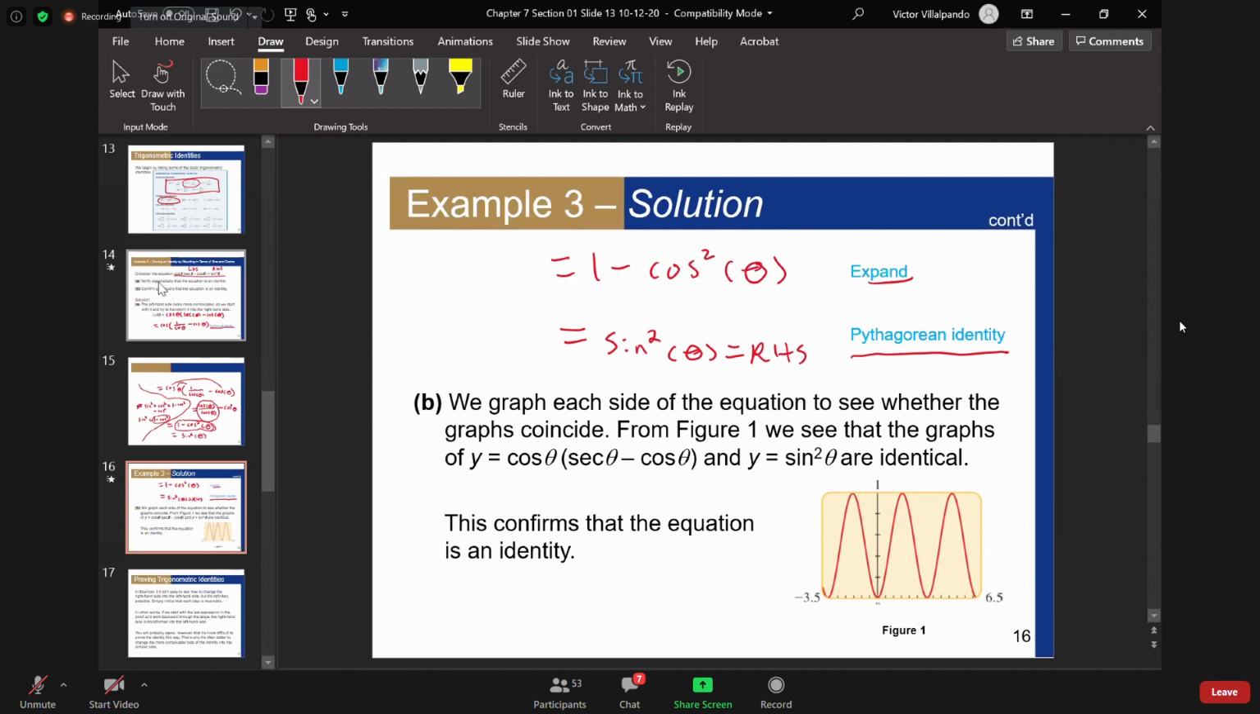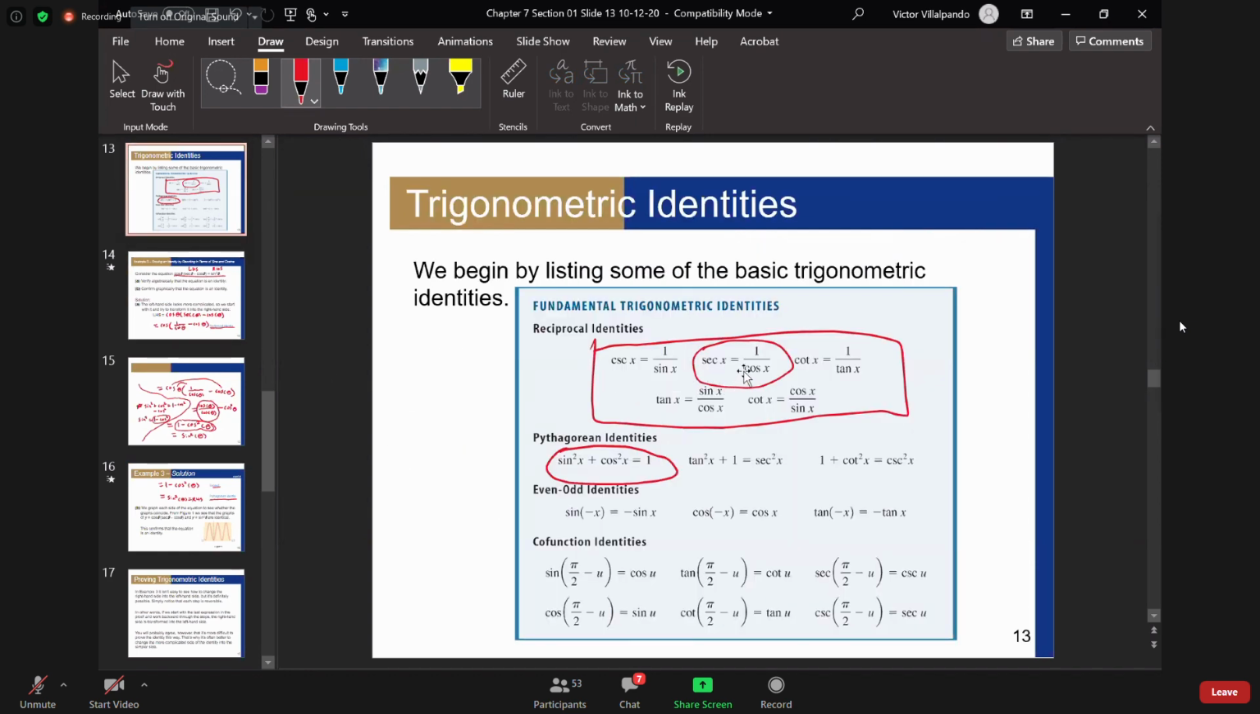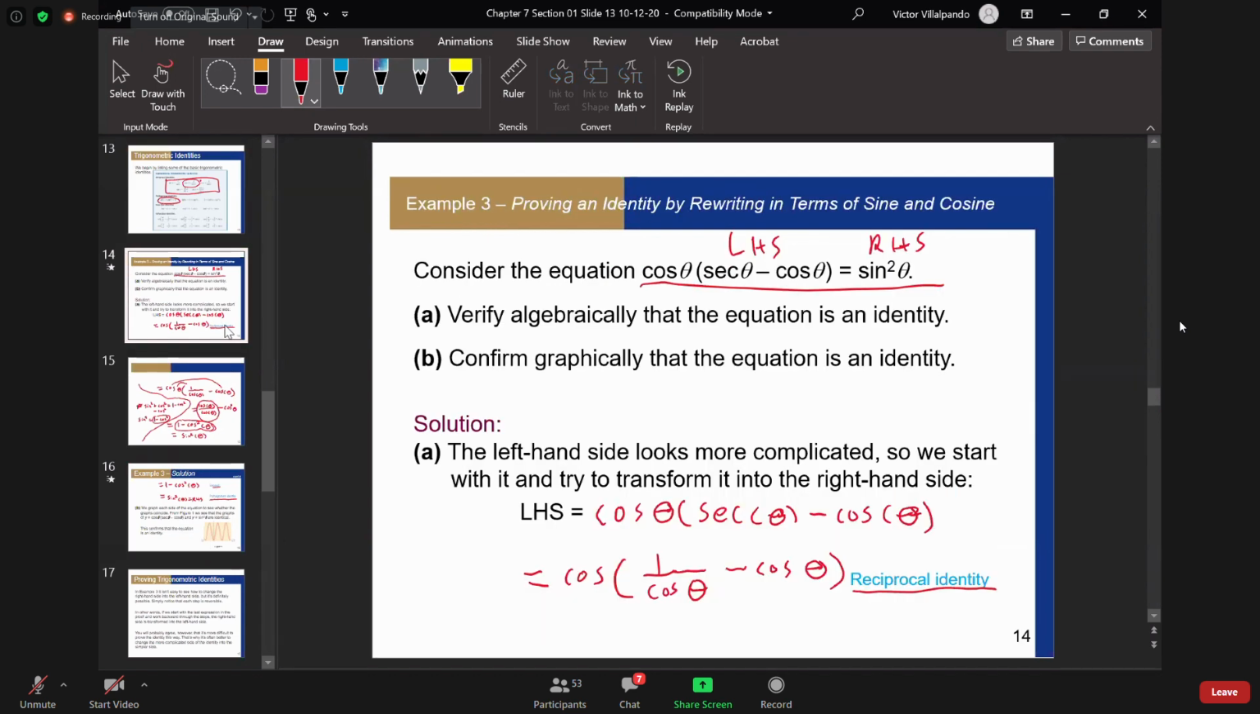So again, let me walk you through this problem. Our goal was to go from the left hand side to the right hand side. First step, we had cosine times secant minus cosine. We turn secant into terms of cosine by using the reciprocal identity. So not much, we just did the reciprocal identity right here that I have boxed and circled. We wrote secant as 1 over cosine. So we didn't do much there.